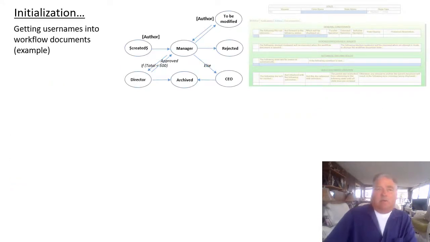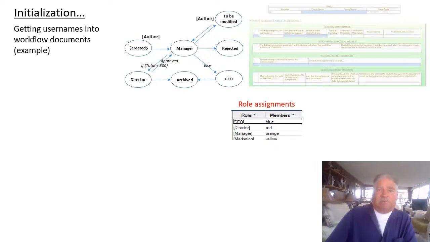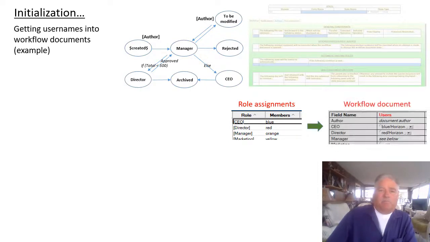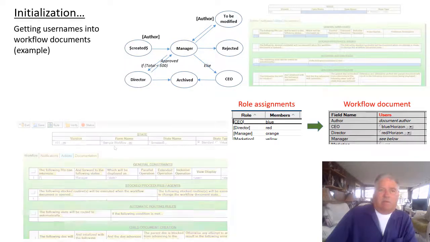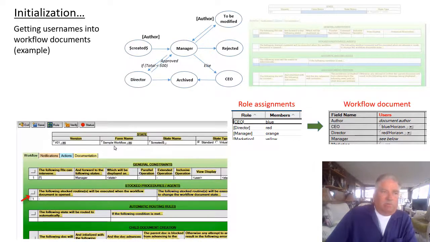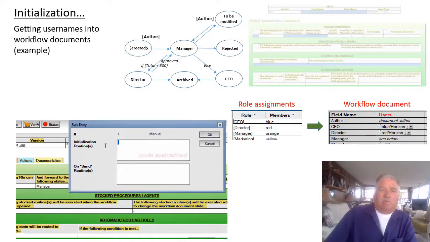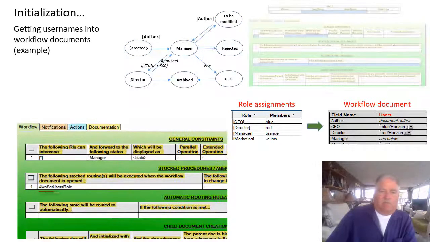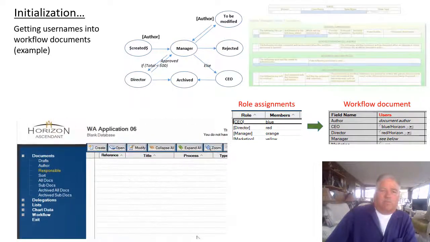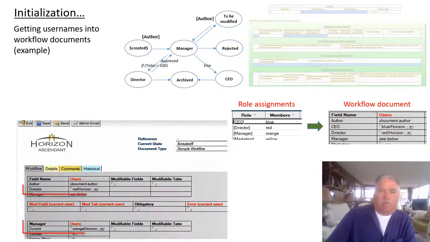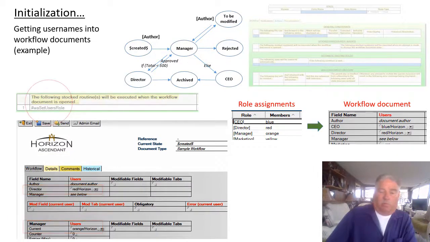States do need to be initialized from time to time. That's particularly true with the initial state. We do need to get the usernames into the workflow document in order to operate on them. And we'll use something called a code abstraction. Here is where we can simply enter the text in the state document, and that will invoke the corresponding code in the back end when the workflow document is opened.